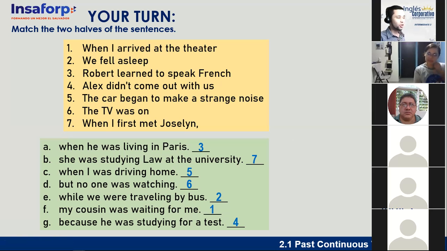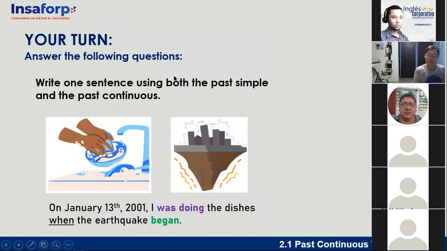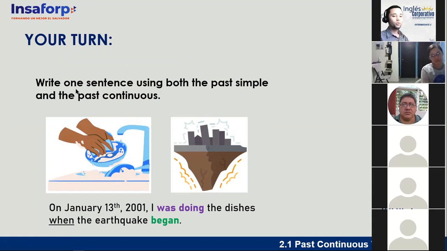Okay, so what are you going to do? We don't have much time. Vamos a dejar esta actividad de tarea y vamos a proceder a la siguiente sección que podemos cubrir fácilmente en 10 minutos. Ok, esto le va a quedar de tarea a usted. Fíjese bien. Your turn. Answer the following questions. It's only one question, sorry. I'm going to delete this. That's not the instruction. Write one sentence using both the past simple and the past continuous.